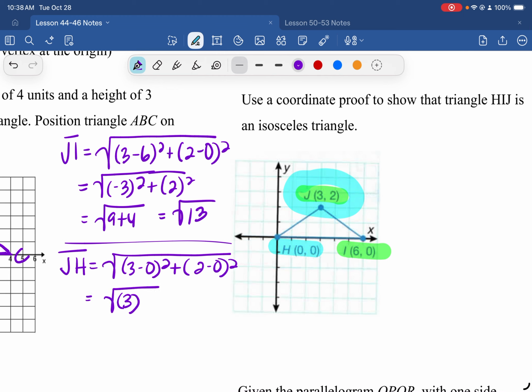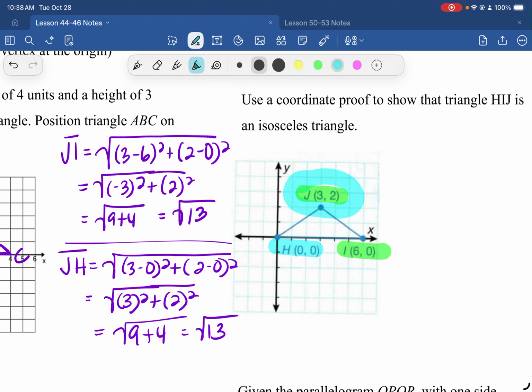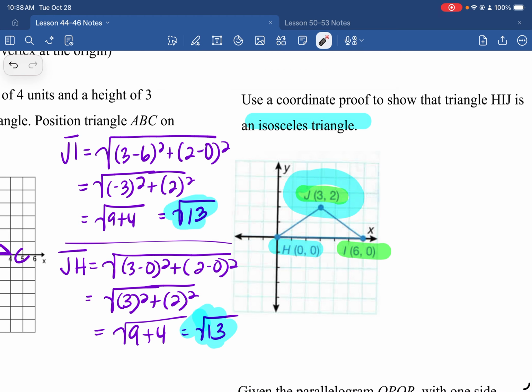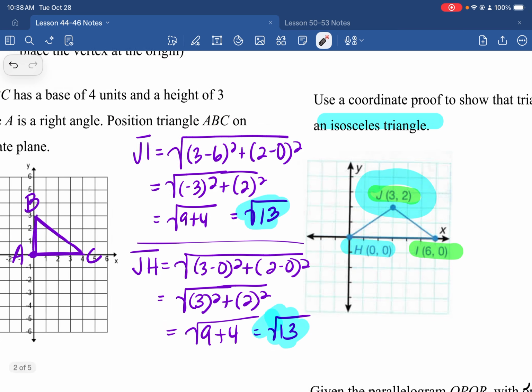That gives you 3 squared plus 2 squared. And that is, again, 9 plus 4, which is the square root of 13. So notice they are the same distance, which means it is an isosceles triangle. The way you would show this on your homework is you would say "C" work on your front answer page, and I'm going to be looking for this. I want to see that these two are congruent.